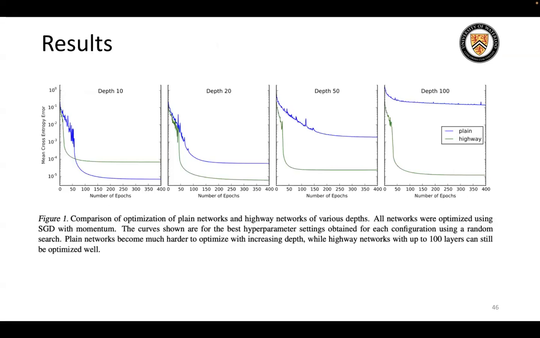The x-axis is the number of epochs, the y-axis is the mean cross-entropy error, the blue curve is the plain neural network, and the red curve is the highway network. All networks were optimized using SGD with momentum, and the curves shown are for the best hyperparameter settings obtained for each configuration using a random search. Plain networks become much harder to optimize with increased depth. For example, at depth 100, you can see the loss is much higher for plain networks than for highway networks. Similarly for 50 and 20. For depth 10, the plain network actually has better performance than highway networks because it's simpler.